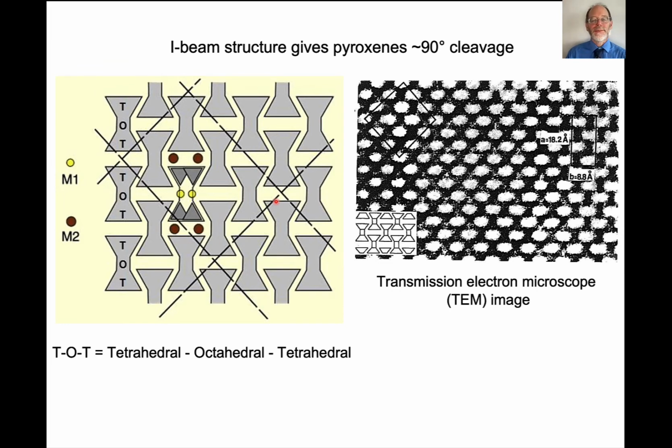for clinopyroxenes. This is a transmission electron microscope image, and what it shows is the electron density. Where it's light, the electrons are not very dense, and where it's dark, the electrons are very dense. And these light zones then actually turn out to be these areas between the different I-beams. So this is an I-beam, this is an I-beam, here's another I-beam, and so on. And so these light areas are where the mineral cleaves, and these are at 90 degrees to each other.